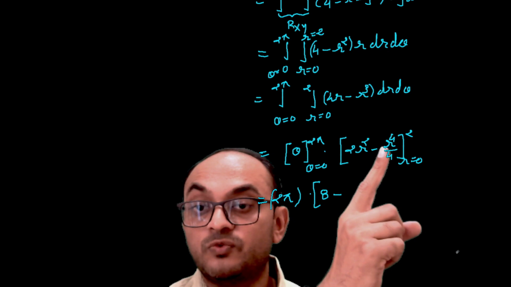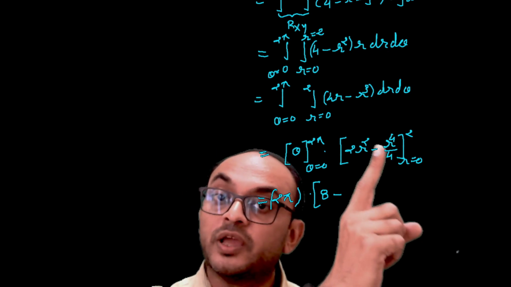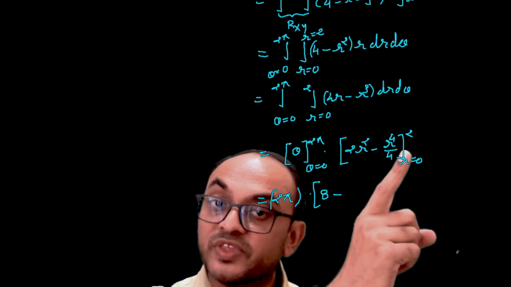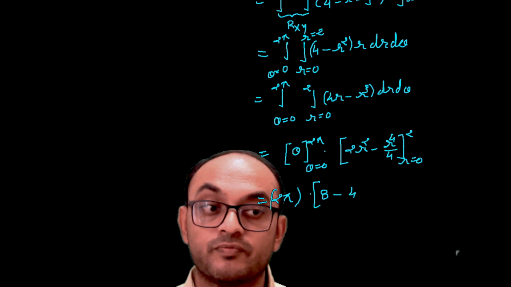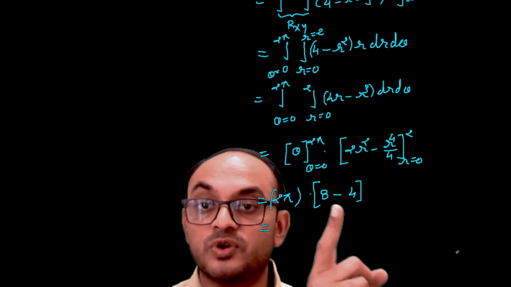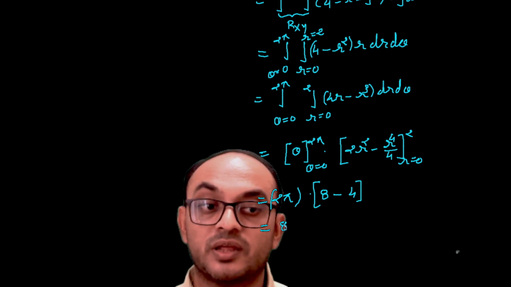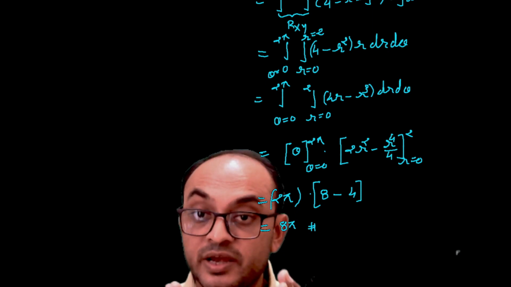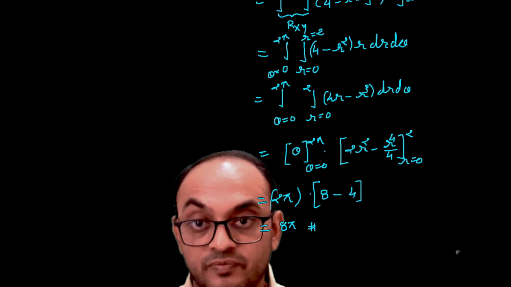What is 2 raised to 4? 2 into 2 is 4, again into 2 is 8, into 2 is 16. 16 divided by 4 is 4. And so this is equal to 8 minus 4, which is 4. 4 into 2 pi is 8 pi. So 8 pi is the volume of the given solid.